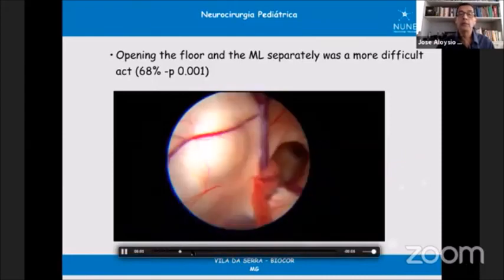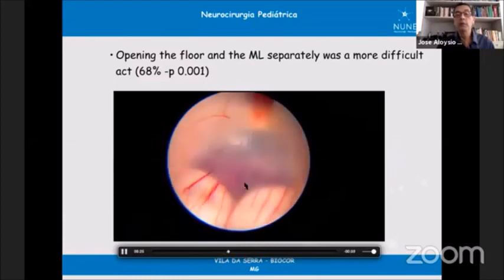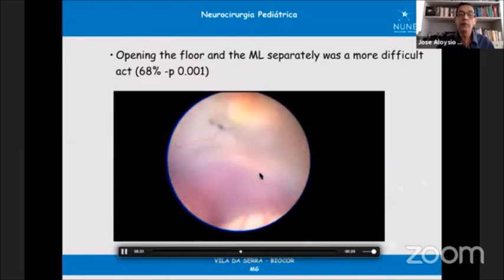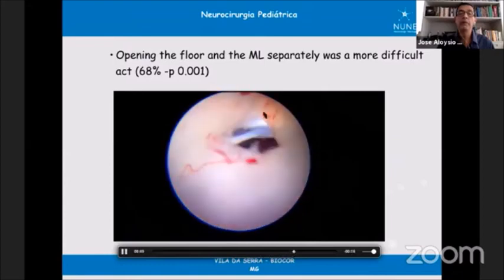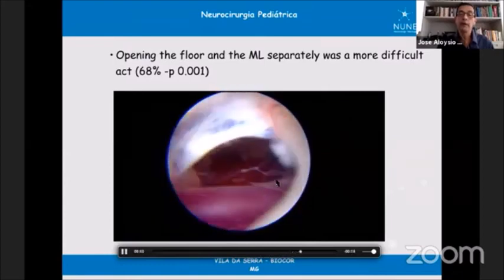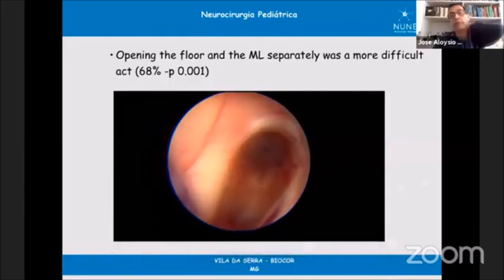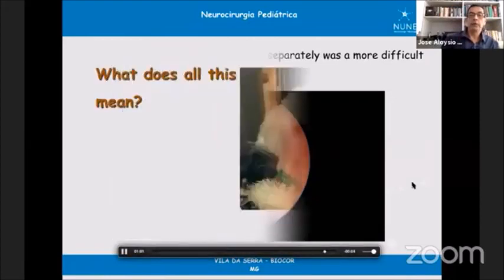Very nice anatomy, but we also see a good anatomy of the tuber cinereum and the floor of the third ventricle. But when we opened the tuber cinereum, the Liliequist membrane was there, separated from the tuber cinereum. So we need to open it with a different maneuver like that. And maybe we are not so sure, when we open the tuber cinereum, that we have opened the Liliequist.